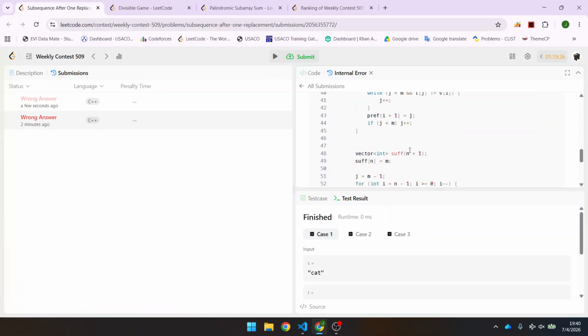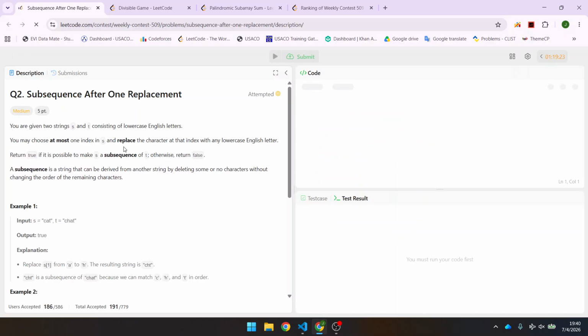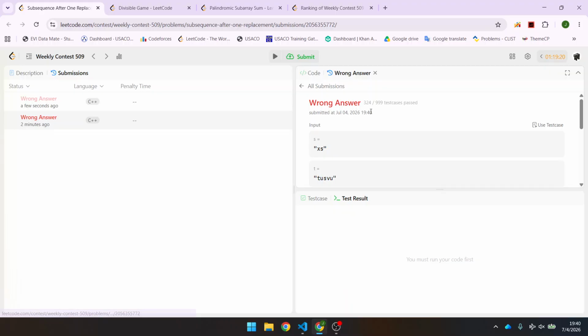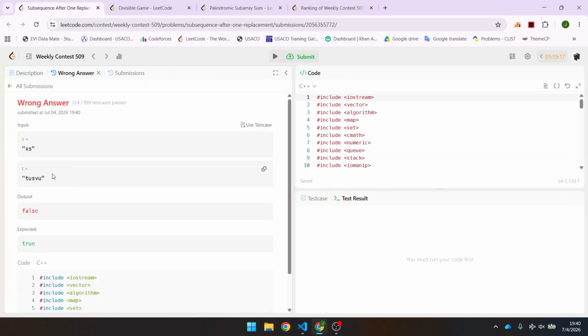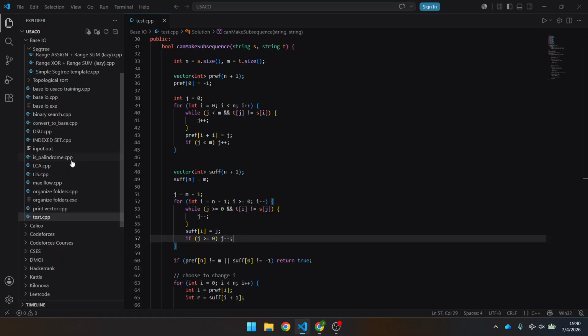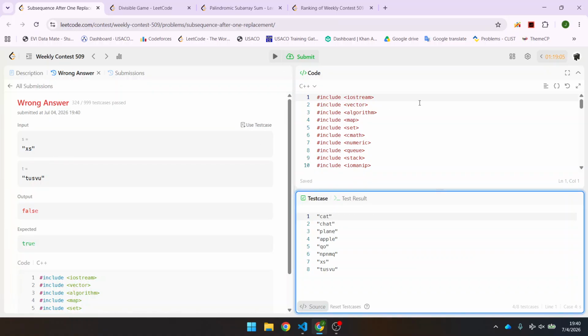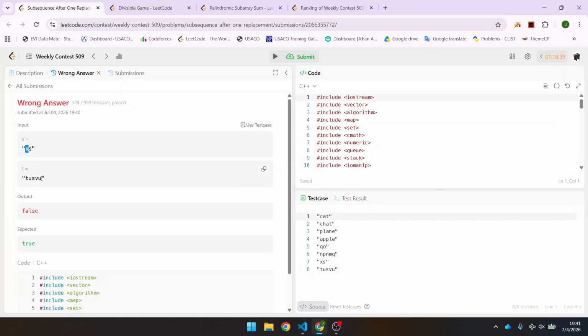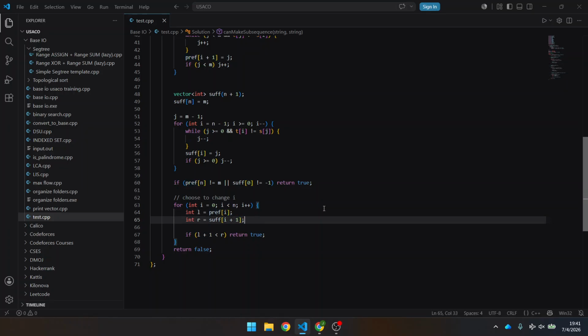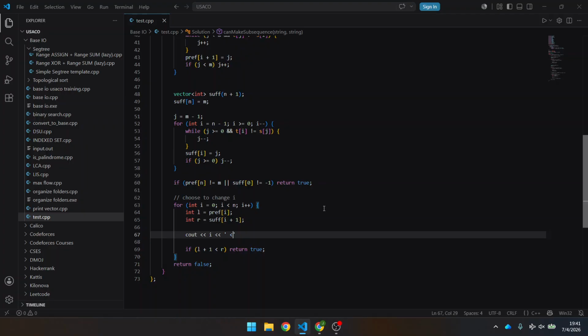Oh, I can't see the non answer. What test could it fail on? Okay. XC, XS, and this. Output false, answers true. Yes, came over here. We should choose to change this X. If we choose to change this X, so 0, 0, and over here, this should work. Unless I made some other mistake.